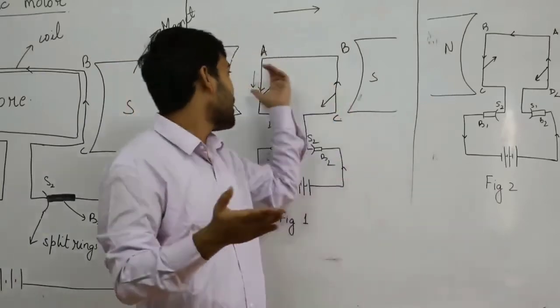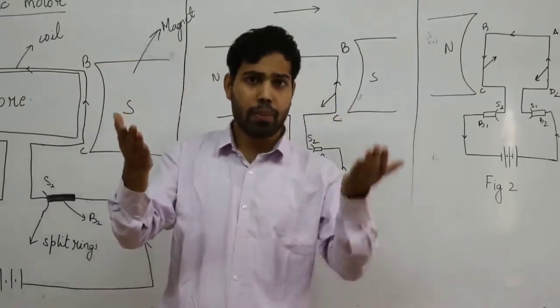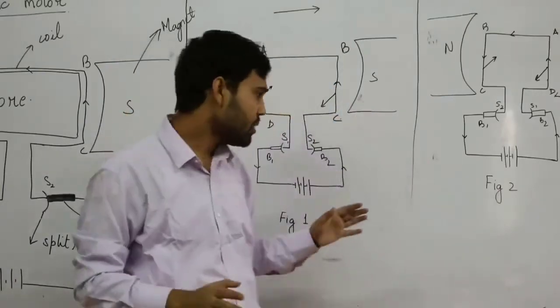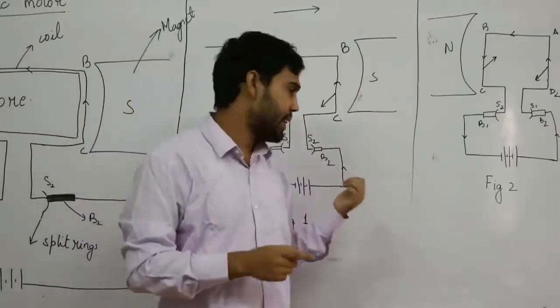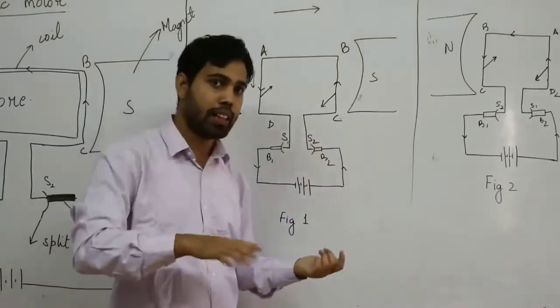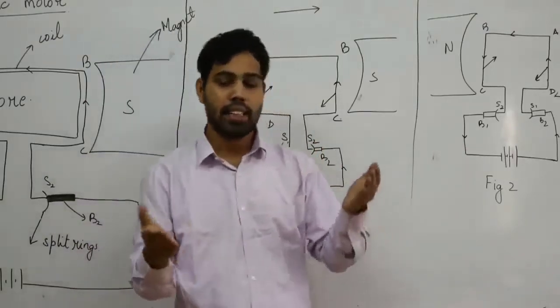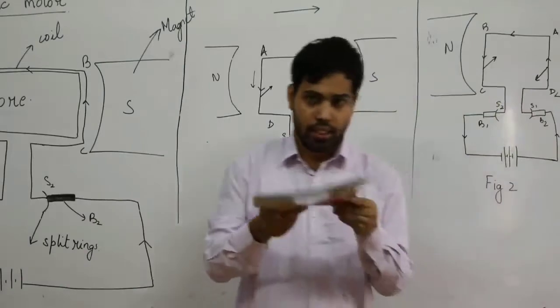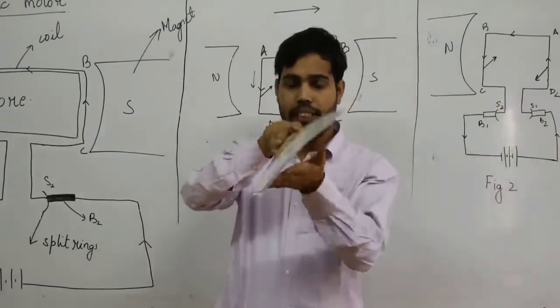My ED is trying to move up, and BC is trying to move down. And again, the split ring S1 is trying to move up, and the split ring S2 is moving down. So what happens in the second case? Basically, this coil has rotated in this direction.